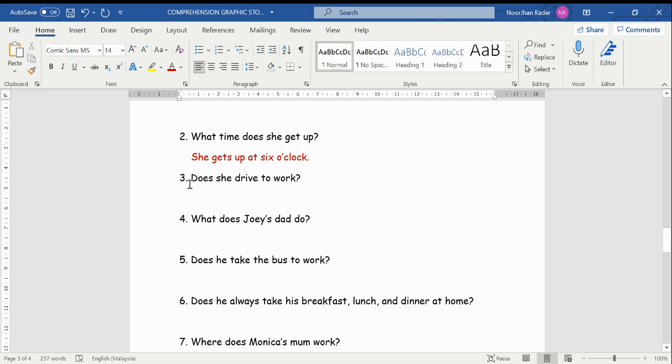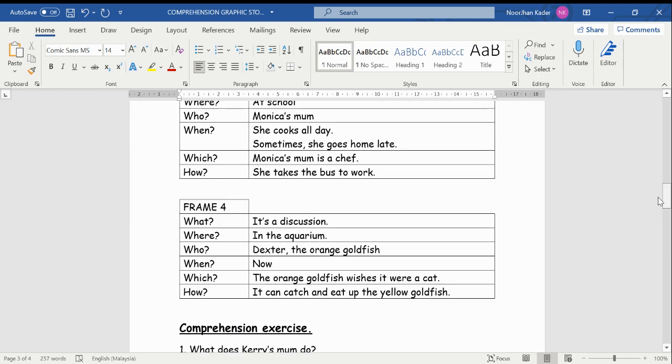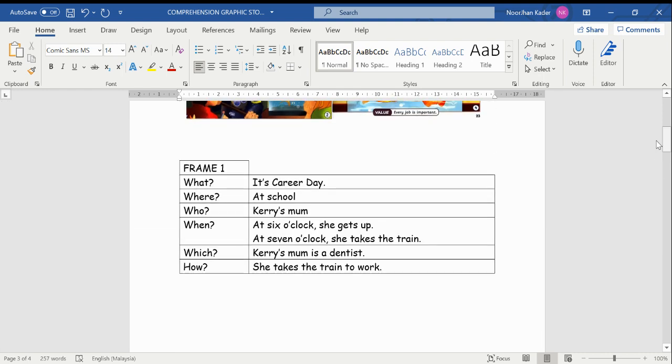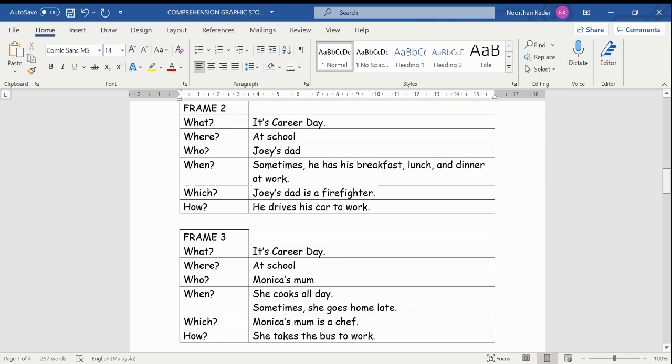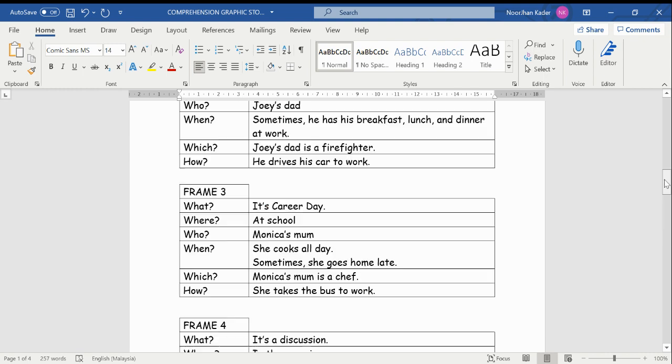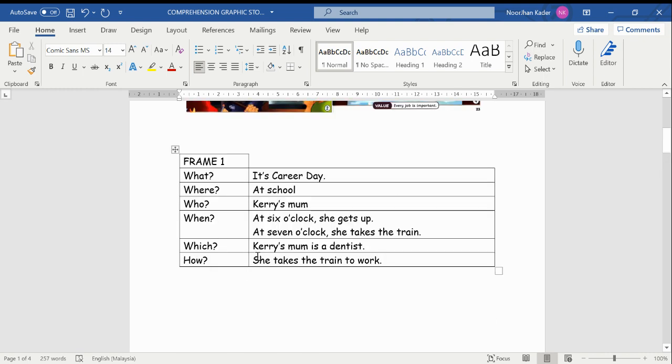Okay, number 3. Does she drive to work? We are still talking about Carrie's mom, frame 1. Let's see. From the question 'how', we can understand how she goes to work. The question asks, does she drive to work? No, she doesn't. She takes the train to work.